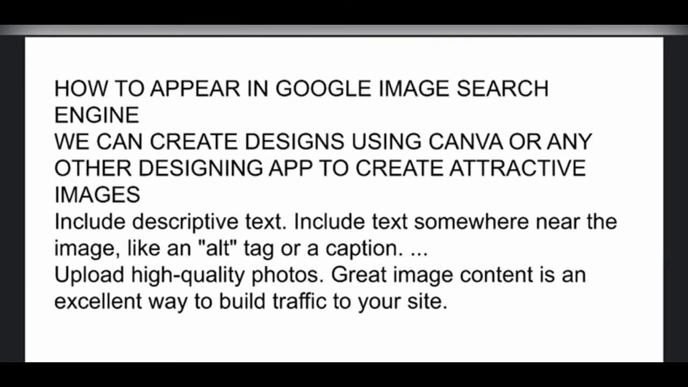How to appear in Google Image Search Engine. We can create designs using Canva or any other designing app to create attractive images. Include descriptive text. Include text somewhere near the image like an alt tag or a caption. Upload high quality photos. Great image content is an excellent way to build traffic to your site.